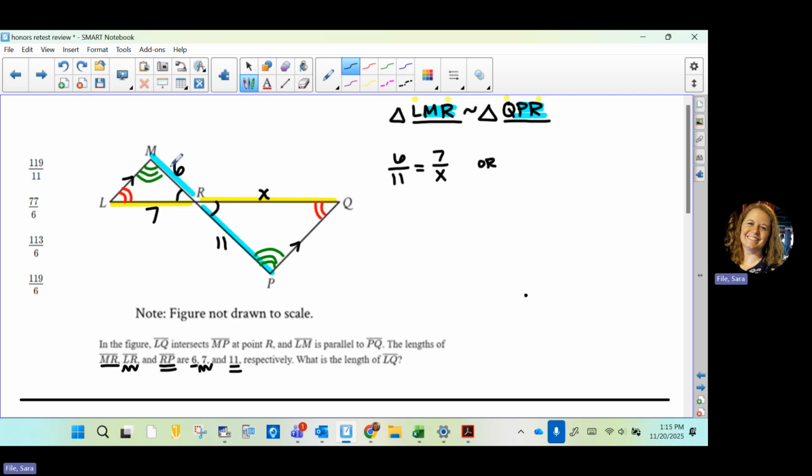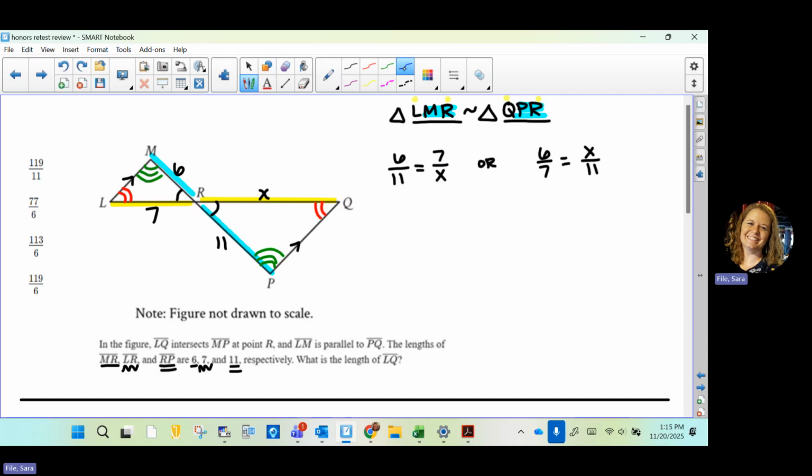Or I could go blue to yellow in the small, then blue to yellow in the big. So I could do 6 is to 7 as X is to 11. That would work as well. And either one of those could be flipped if you flipped both of them.